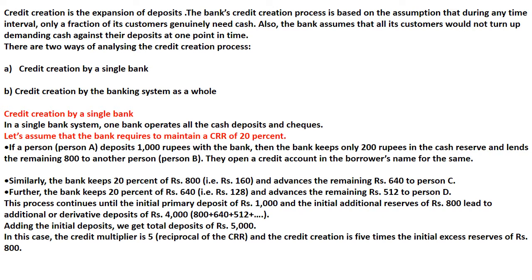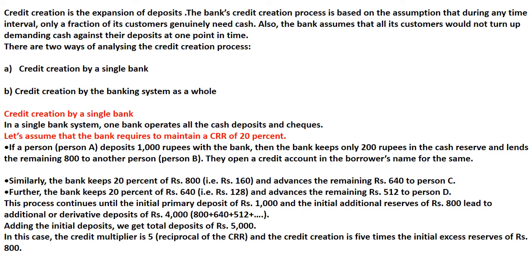Similarly, the bank keeps 20% of 800, that is rupees 160, and advances the remaining 640 to another person C. Further, the bank keeps 20% of rupees 640 and advances the remaining to another person D. This process continues until the initial primary deposit of rupees 1000 and the initial additional reserves of 800 lead to an additional derivative deposit of 4000. When we add these derivative deposits, in total we get 4000 rupees, and the initial 1000 rupees is the primary deposit. Adding the initial deposit, we get the total deposit as 5000 rupees.